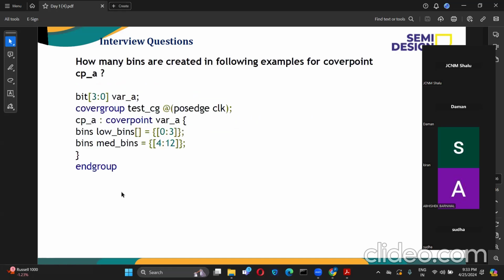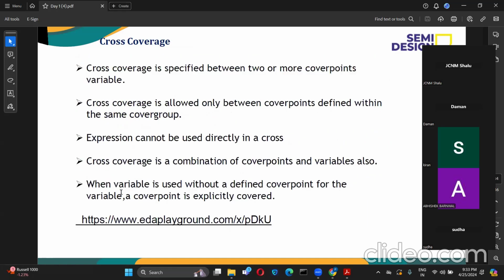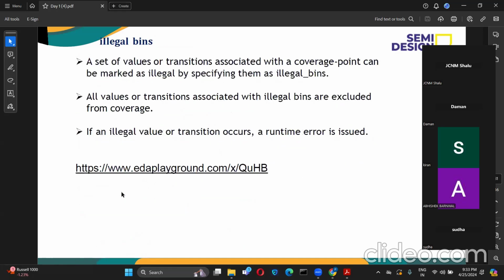CMD is implicit, ma'am. What about sub CMD? Wait, I will tell you. Just wait.